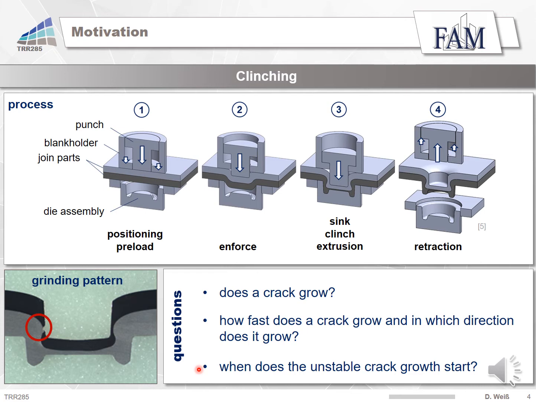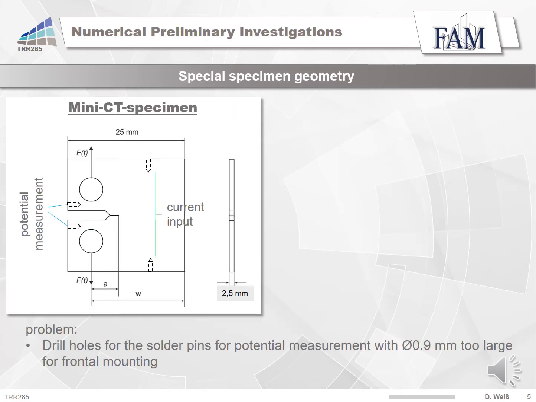base material. To determine the fracture mechanical parameters of the base material, it is necessary to do some preliminary investigations. Therefore, I'm going to continue with the numerical preliminary investigations. According to the standard ASTM E647, a compact tension specimen, which is illustrated here on this slide, can be used for the determination of fracture mechanical parameters.